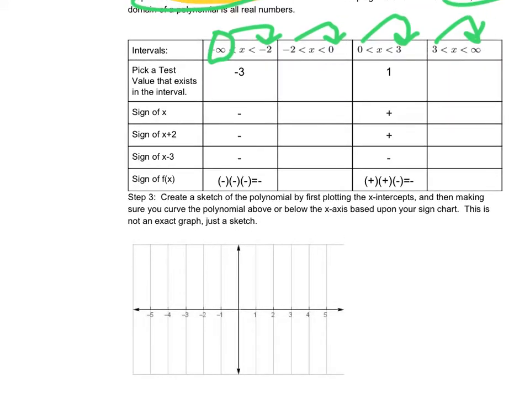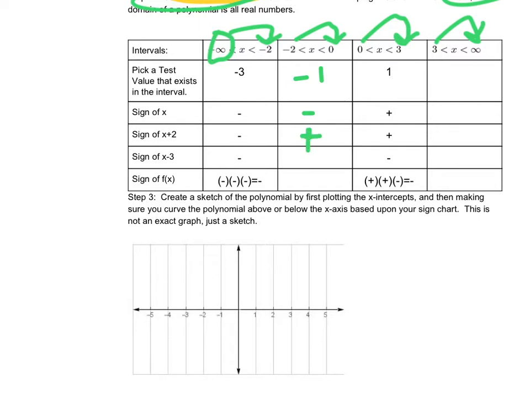So now on the interval negative 2 to 0, negative 1 would be a really friendly value to pick. If I plug it into x, that's negative. If I plug it into x plus 2, negative 1 plus 2 is 1. That's positive.